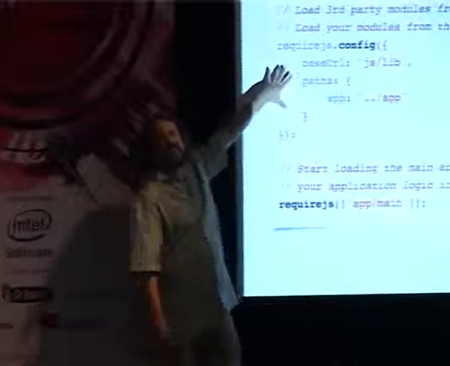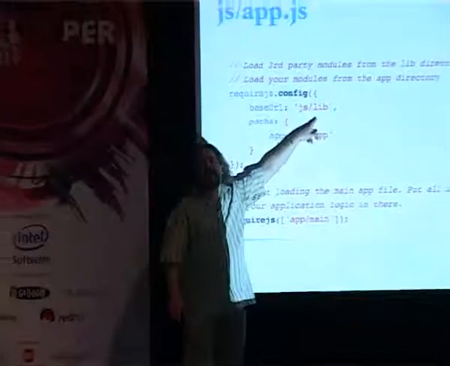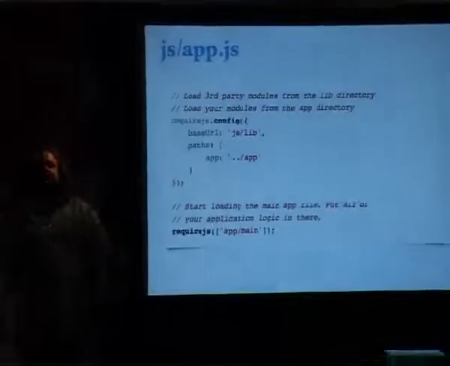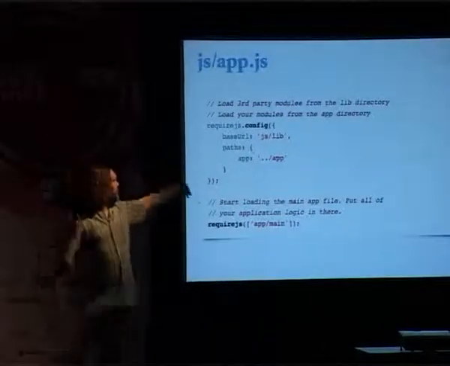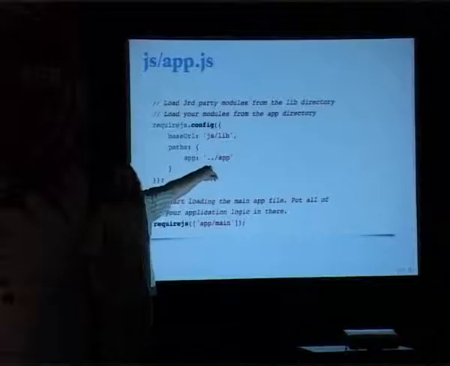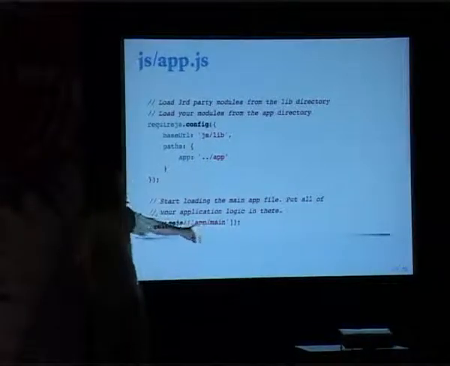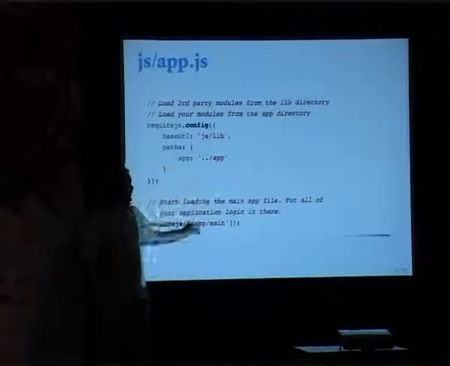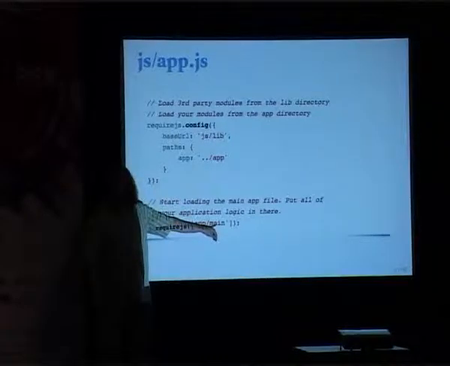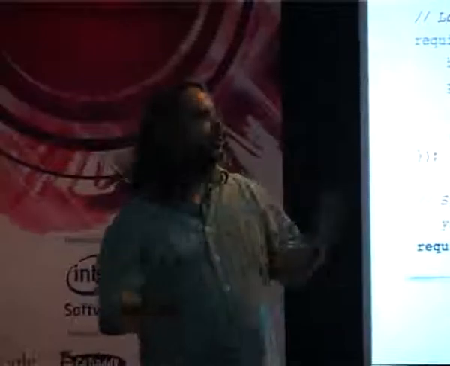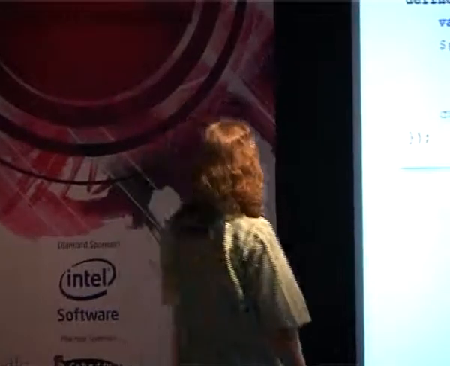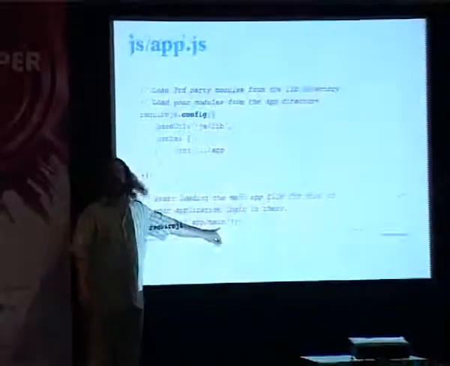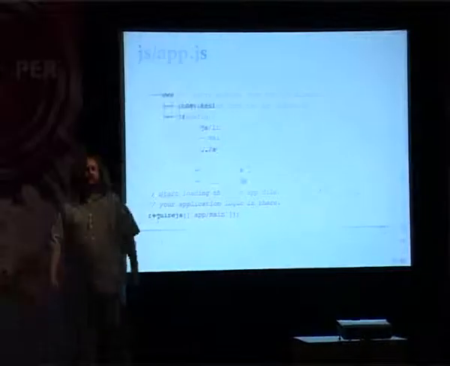This is where I do some configuration stuff. I set my base URL to that lib directory. I end up spending a lot more time loading third-party code than my own, so I set that to be my base directory. And then I set up a path to app right there. So what that means now is anytime I require app main, I'm going to look in the app directory for a file named main.js. That code lets me see what my third-party files are versus my files. So when I come in here and I see require jQuery, I know that's a third-party file. When I see require app main, that app lets me know that it's my code.